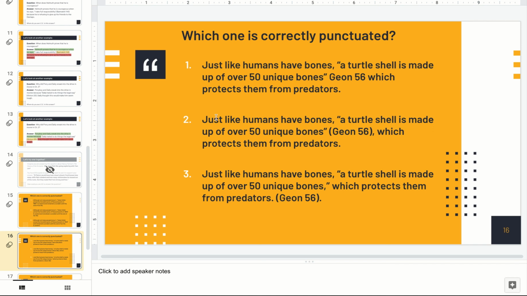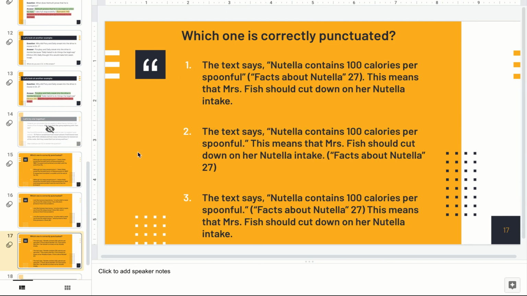The correct answer is number two. You'll see just like humans have bones is our introduction. We have the quote, which is 1, 2, 3, 4, 5, 6, 7, 8, 9, 10, 11 words. That's all right. And then our citation right after a quote, and then which protects them from predators, which is our explanation. Last up, let's look at this one and tell me which one is correctly punctuated.